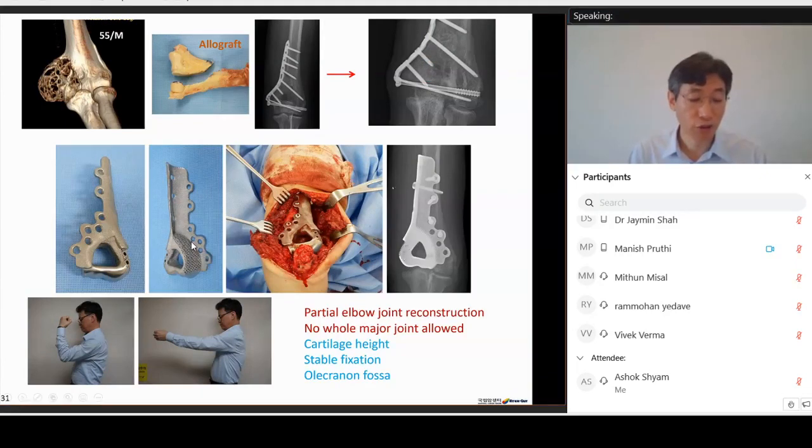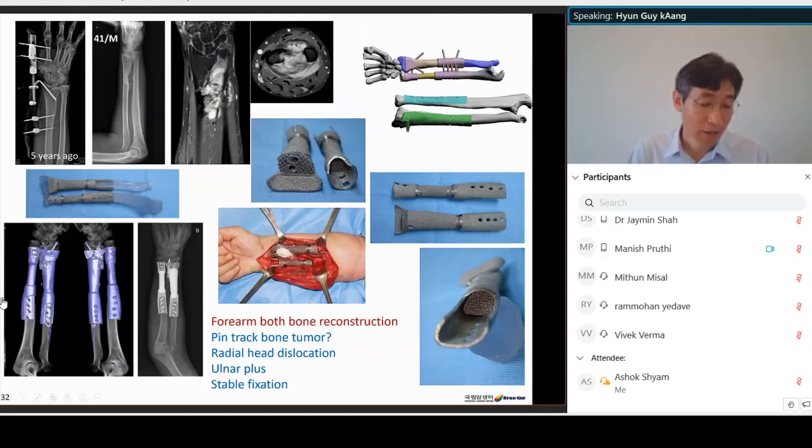Previously, a partial elbow joint was reconstructed with an osteoarticular allograft, but it had been destroyed. The 3D printing partial elbow joint implant was successful. 3D printing humerus bone reconstruction was attempted.